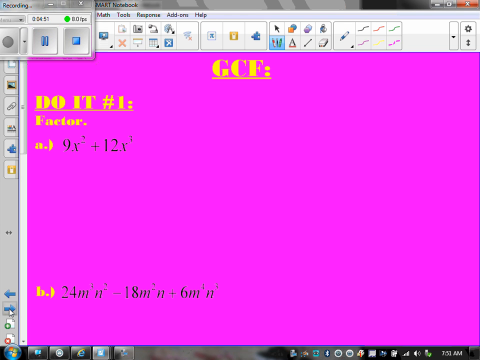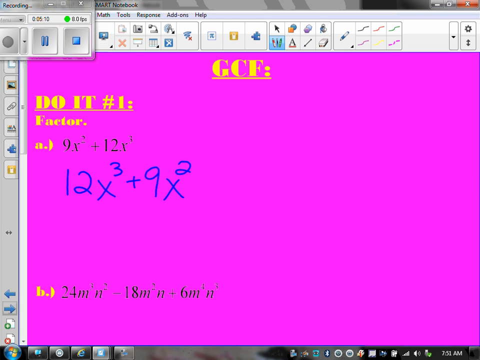Put it in order. Right now, is this problem in order? No. So let's rewrite it so that the highest exponent goes first. So I'm going to take this 12x cubed, and I'm going to write it first. I'm going to take my 9x squared and write it last. This will help when we start doing more complicated factoring, always putting it in order.